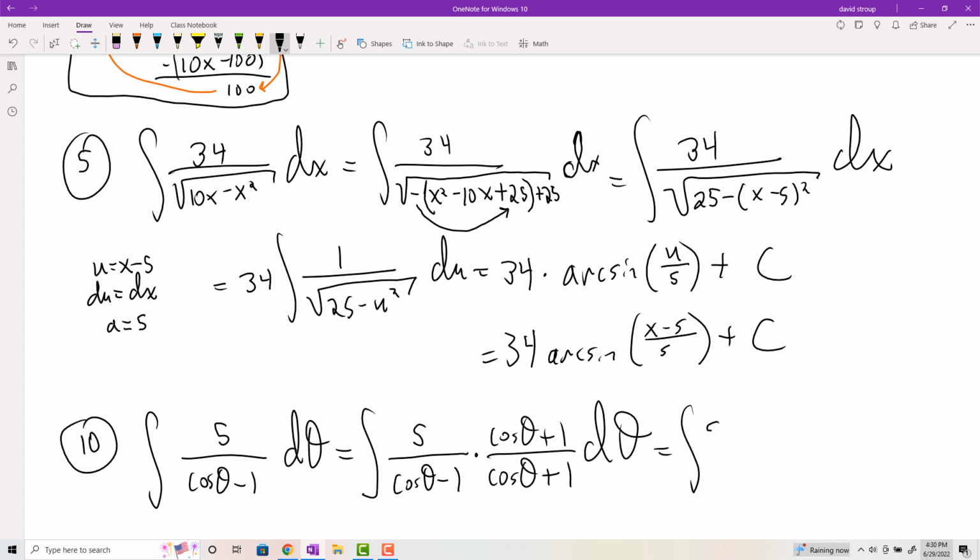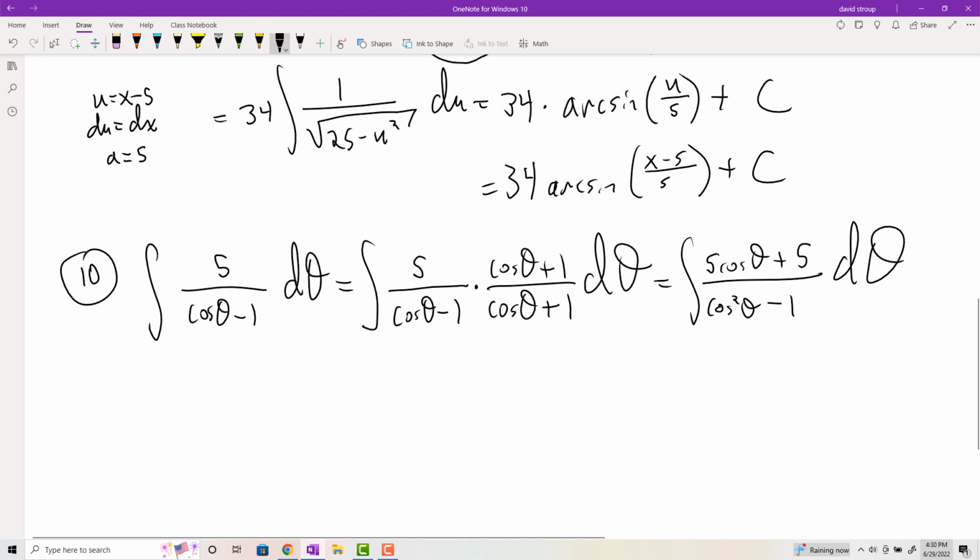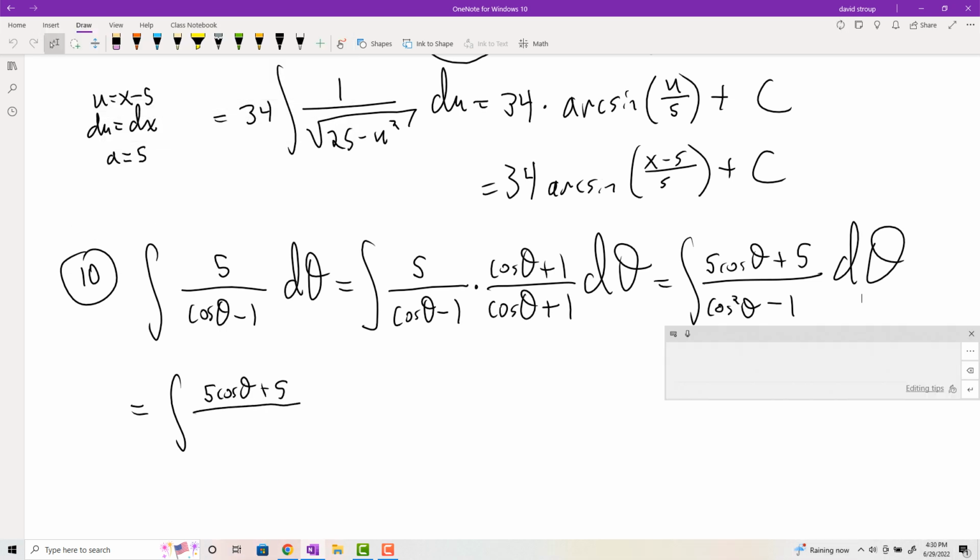Okay, and the numerator will have 5 cosine theta plus 5, and the denominator, if you FOIL it out, you'll get cosine squared theta minus cosine plus cosine, so those will cancel, and then minus 1. Then you could use the Pythagorean identity to rewrite the denominator, so you would end up with 5 cosine theta plus 5. Cosine squared minus 1 is, you have to be a little bit careful.